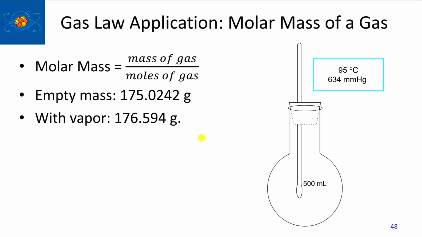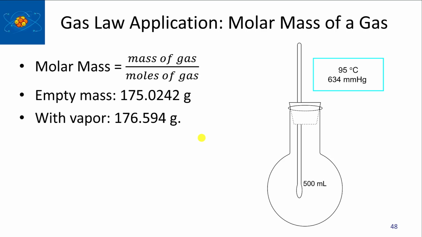So one of the things that the ideal gas law is really good for is actually calculating the molar mass of an unknown gas or of a gas. So I'll briefly explain to you how this works, and then we're going to do an example where we calculate the molar mass of an unknown. But this is how it works.